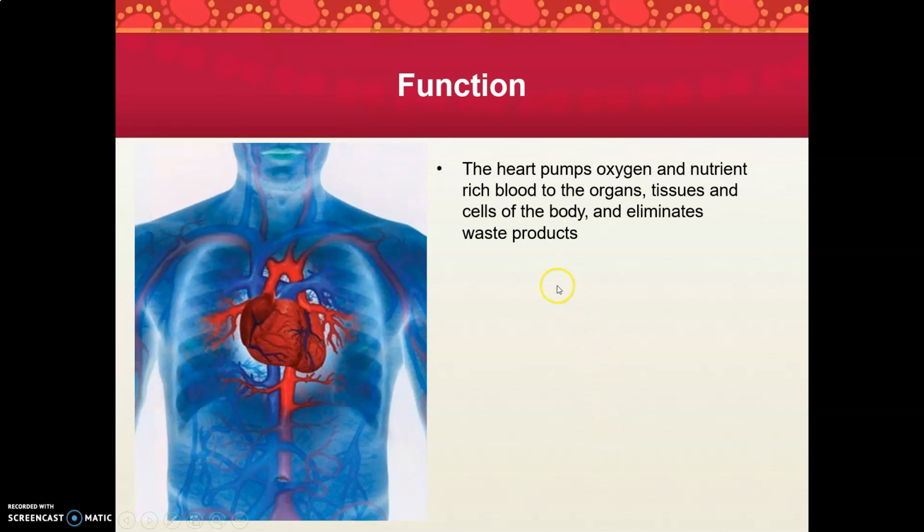First of all, the function of the heart itself. The heart is the pump which pumps the oxygen and nutrient-rich blood to the organs, tissues, and cells of the body and eliminates the waste products. The heart is a very important part of the circulatory system. The circulatory system in human beings consists of three main parts: blood, heart, and blood vessels. So far, we have discussed blood, and now we are going to discuss the heart.